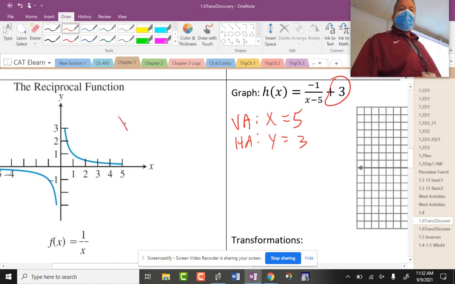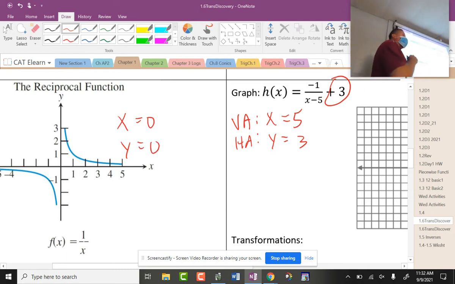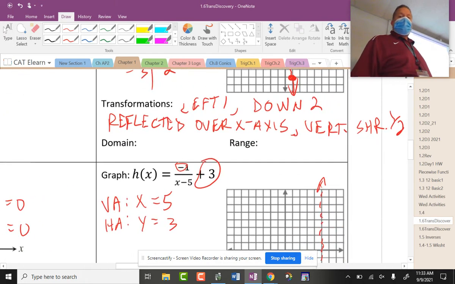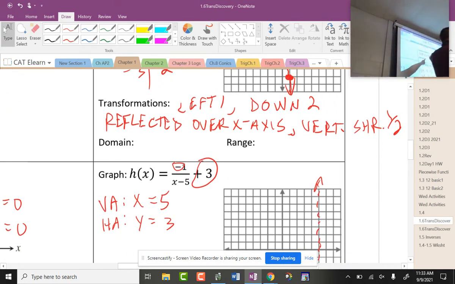Over here, the VA was x equals 0. The HA was y equals 0. There's the differences with this one. Okay, and that's what we need to see in this format. Oh no! What else happens with this, Joseph? What's a negative do? What is a negative on the outside of the function? And that's the previous question. What does that say right there?